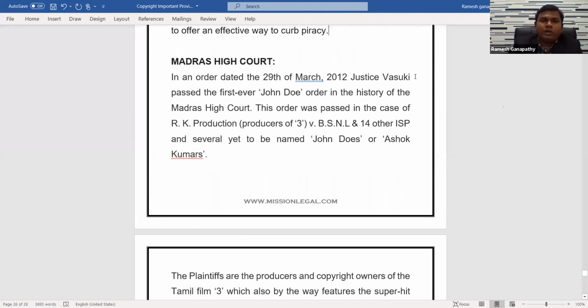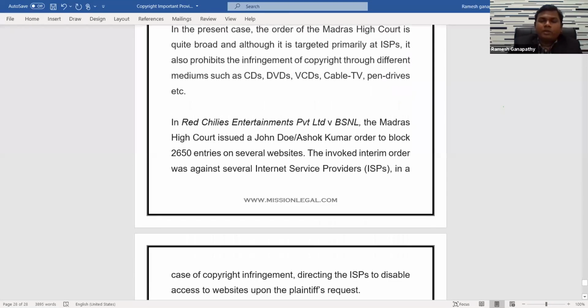This is a case. You can read it for the detailed purpose. RK Production versus BSNL and 14 others. The second case in Madras High Court, Red Chilies Entertainment Private Limited versus BSNL. Madras High Court issued John Doe order to block, you can see the number of websites, 2,650 websites and several websites. The interim order was against several internet service providers in a case of copyright infringement, directing the ISPs to disable access to websites upon the plaintiff's request.